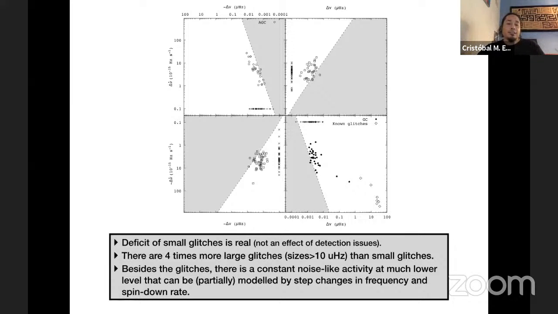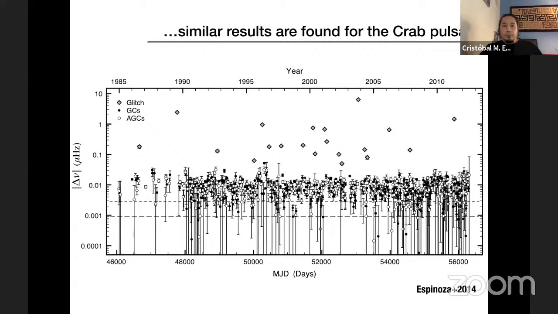And besides the glitches, there's a constant activity, which is a very low level, that can at least partially be modeled by step changes in frequency or frequency derivative. And this is just to finish up. We had done a similar study on the Crab pulsar, and we found something very similar. In general, the glitches of the Crab pulsar are smaller than the Vela pulsar. The Vela pulsar has glitches of the order of 20 microhertz. They're not even on this scale on this plot.